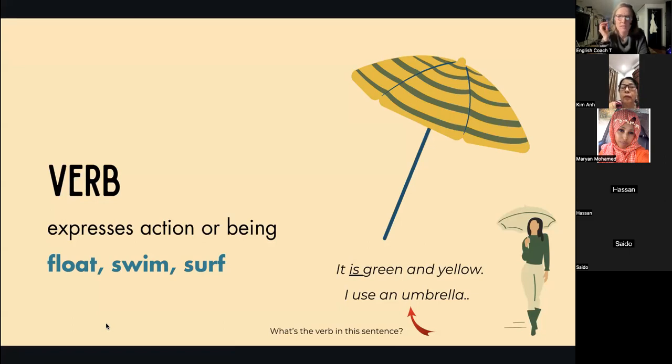Yes, use. Use, is that a be verb or an action verb? Is use a be verb or an action verb? Yes, action. Fantastic. It is an action verb.